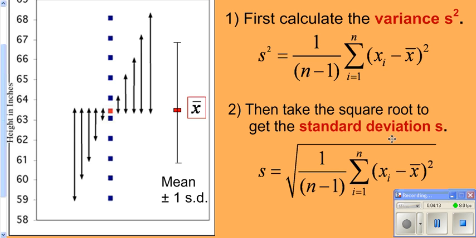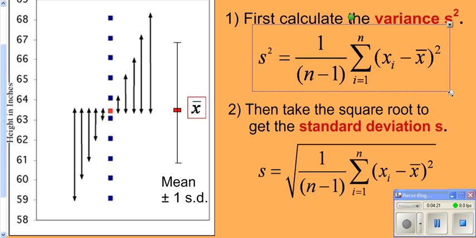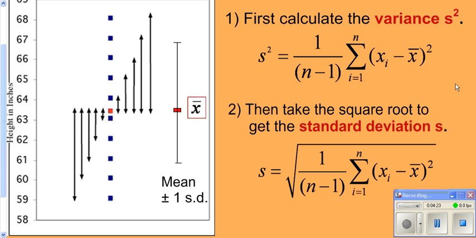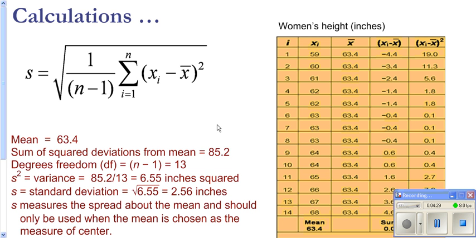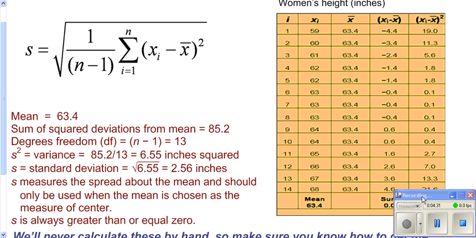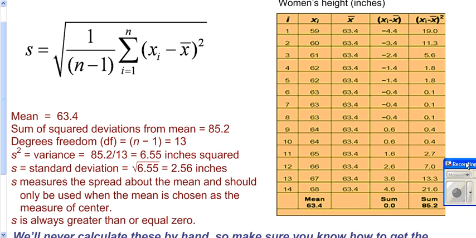Or if you're given your standard deviation, to go back to your variance, you take your standard deviation and you square it. Now these are kind of scary looking formulas. Don't be concerned. We're not going to do these by hand all the time. But let's walk you through what that formula really means. So let's take a look over here.